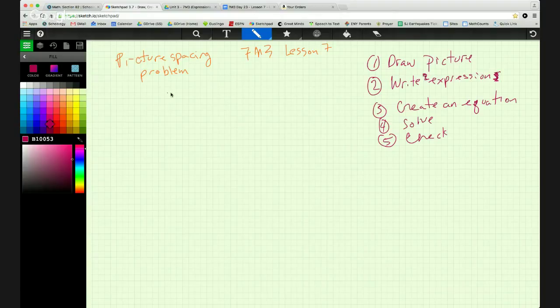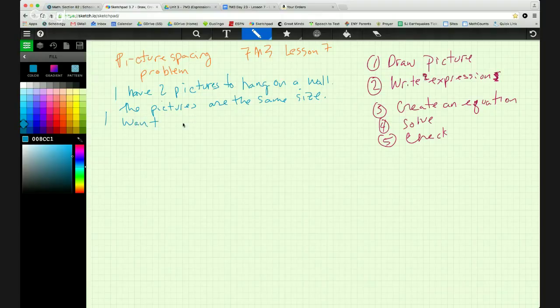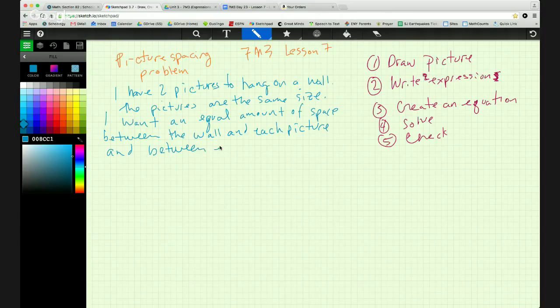This picture spacing problem works like this. I have two pictures to hang on a wall. The pictures are the same size. I want an equal amount of space between the wall and each picture, and between each picture. So let's just break that down.